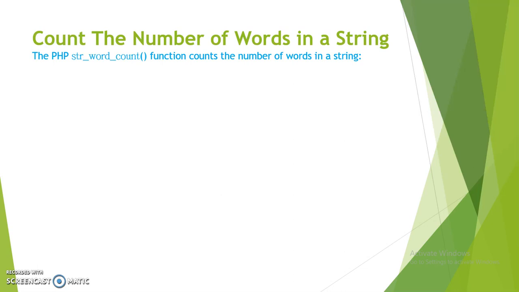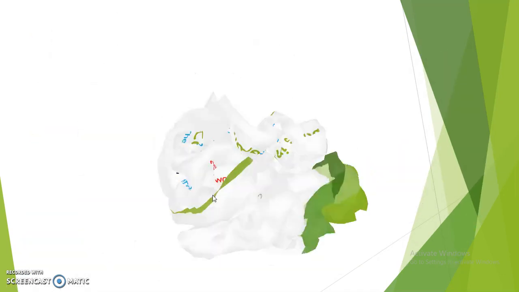Count the number of words in a string. In PHP we have a function, str_word_count, which will count the number of words in that particular string. Let's take a look at this. Echo str_word_count hello world, and it will count just 2. This is the output, 1 and 2. Simple as that.